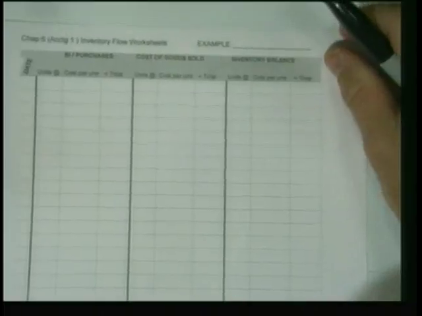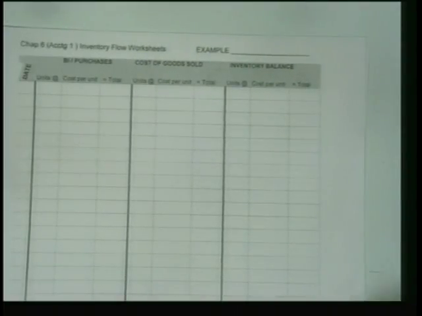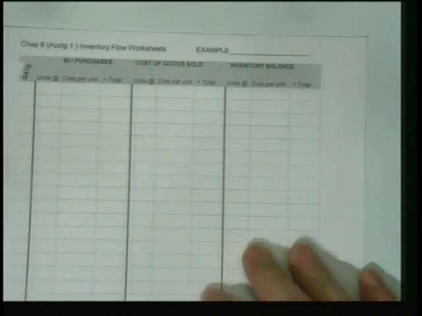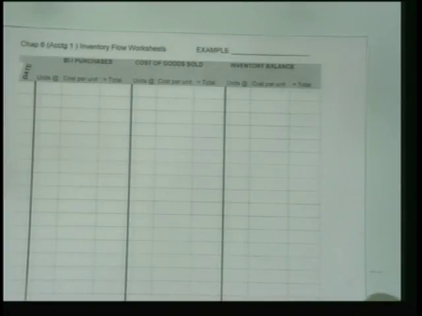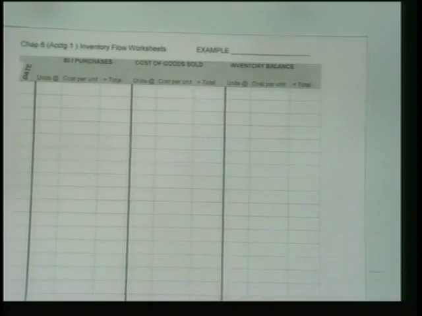All right. Okay, now we just looked at that FIFO situation, okay? We just worked with that FIFO situation. Now, this is called an inventory flow worksheet, okay? And folks at home, you have these in your handouts under Chapter 6. I have some of these for you, okay? You folks here in class, I'll hand those out to you. And actually, even on the test, you're going to have these, okay? But I want to show you how we illustrate on the worksheet what we just did.